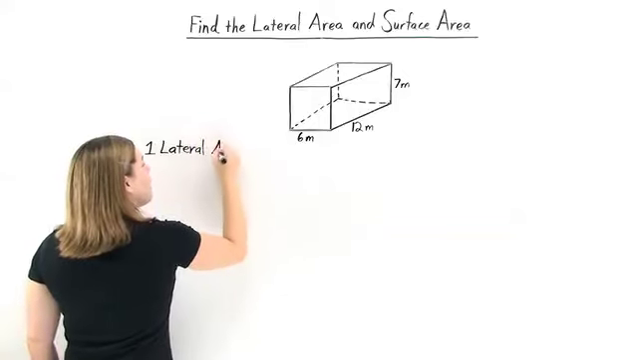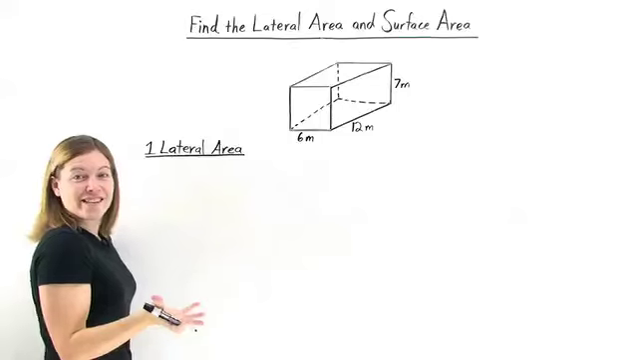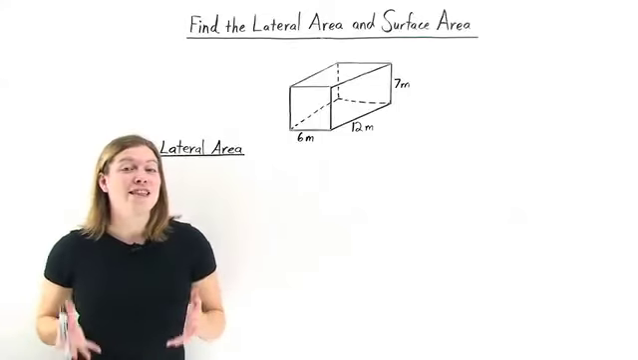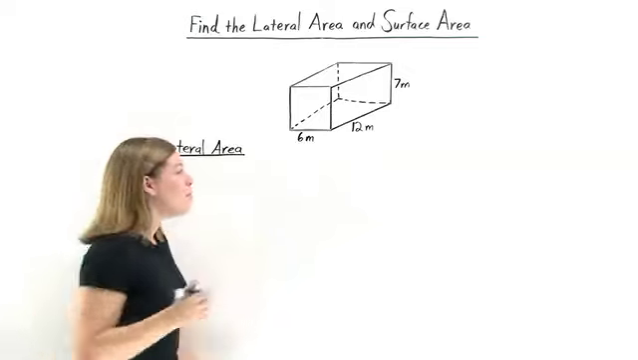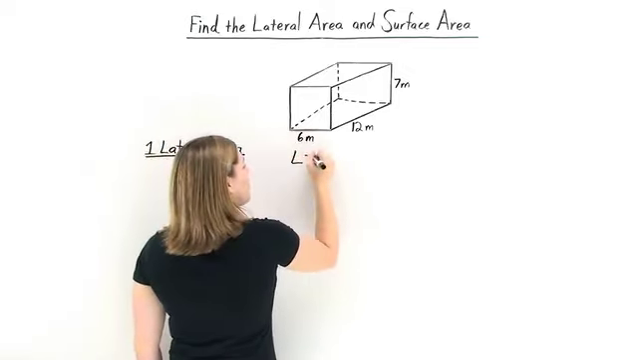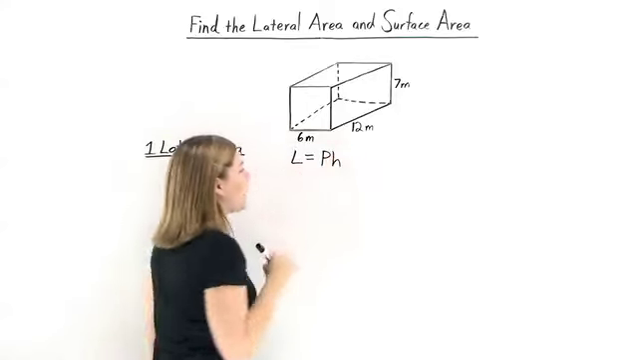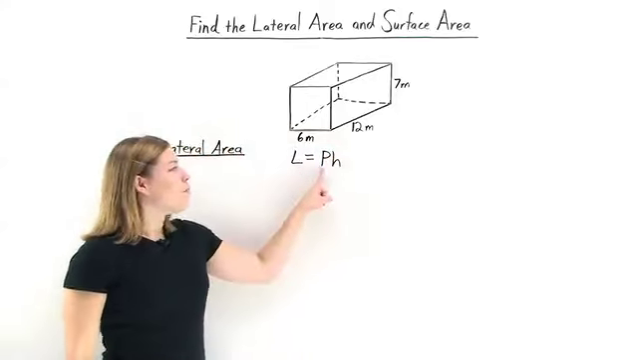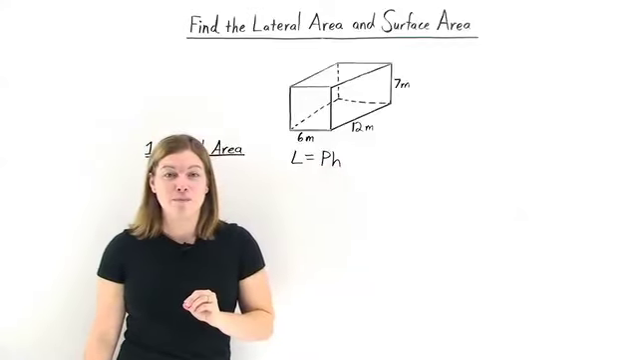And remember, a lateral face is any face that is not a base. So we need to take the area of all the lateral faces and add them together. To help us do this, we can use this formula. We have L, the lateral area, is equal to P times H. Here, P is the perimeter of our base and H is the height of our prism.